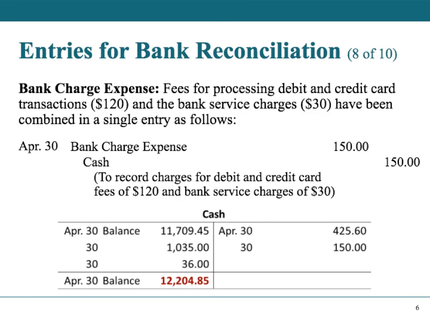Okay, how about the bank charges? Since we have two charges, but they're the same type of transaction, you can go ahead and combine the two. So it will be bank charge expense, or you can put miscellaneous expense as well. As long as it's expense, I'm okay with that. And then credit to cash. So as a result, if you look at the cash ledger right now, this is the balance we started with, and through the journal entries we were able to change it to the correct balance that we wanted.